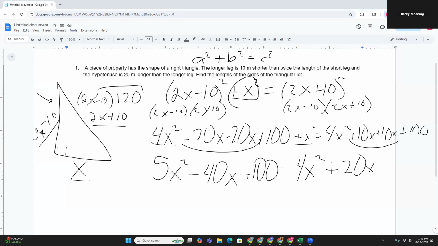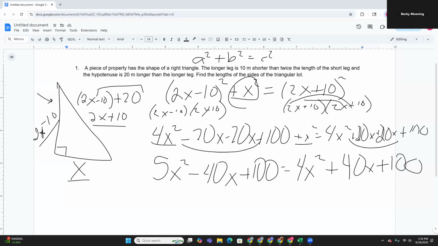Nope, that's not right. 2 times 10 and 2 times 10, these should be 20s. Goodness gracious, this is bad news bears over here. All right, so 20 and 20, that gives me a 40x there as well. Just seeing if you're paying attention.